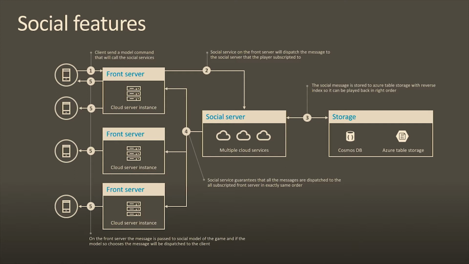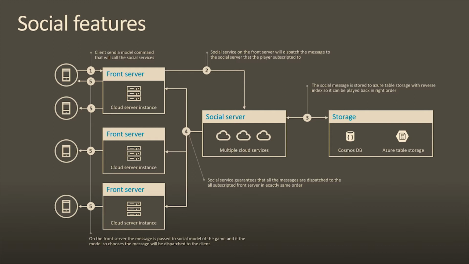So the client sends a normal model command that has a server call that sends a social message. That social message will then distribute that content to our social server, which will know which players are subscribed to this social model and which front servers are hosting these social models, and that will handle the distribution of the social message to those front servers. And then the front servers will execute those commands in order and for all the players, and then they will send it forward to the players' devices so they can see the changes in real time. For example, for chat or anything like that.